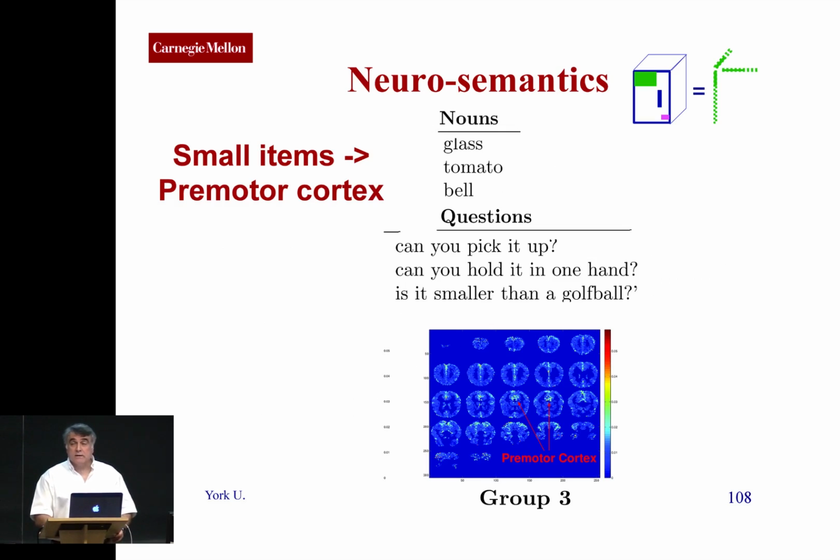The questions that were activated were, can you pick it up, does it hold in your hand, is it smaller than a golf ball? What is even more impressive was that the part with a lot of activity was the premotor cortex, which is the part of the brain that gets activated when we're moving. So just the thought of something, can you pick it up, involves motion. Can you hold it in one hand, involves motion. Just the thought of a motion created the brain activity of the actual motion. So this is one latent variable.